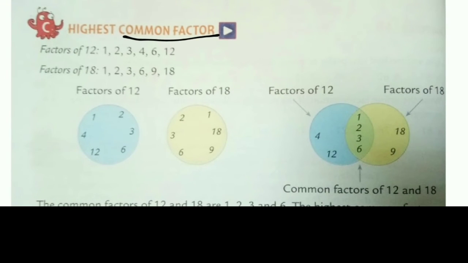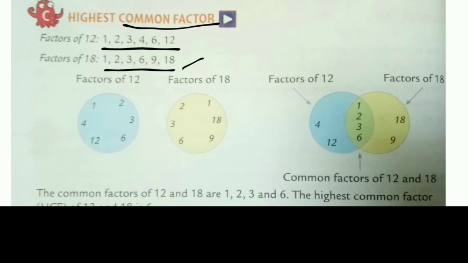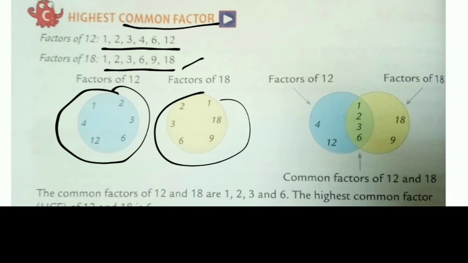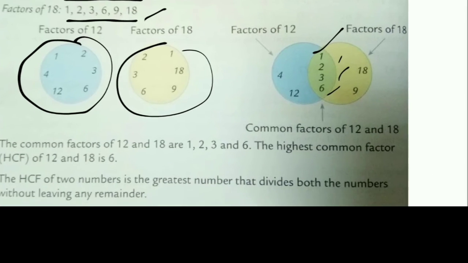See, in this one, factors of 12. Clear? So factors of 12, first we will write 1, 2, 3, 4, 6 and 12. These are the factors of 12. It means 12 is coming in these numbers. Factors of 18: 1, 2, 3, 6, 9 and 18. It means 18 is coming in these numbers. So we will make it like this. After that, what are the common numbers? In this one, the common numbers are 1, 2, 3 and 6. These are the common factors of 12 and 18.